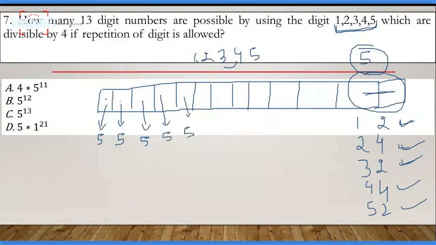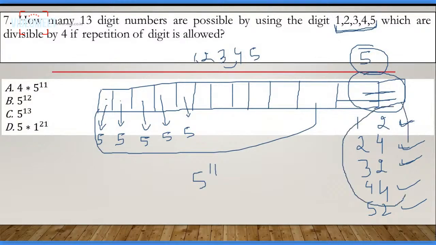That means two places are already filled, and the last 11 places are 5 into 5 into..., that means 5 raised to the power 11, and five possibilities for the last two, that means multiplied by 5. That means the correct answer is 5 raised to the power 12.